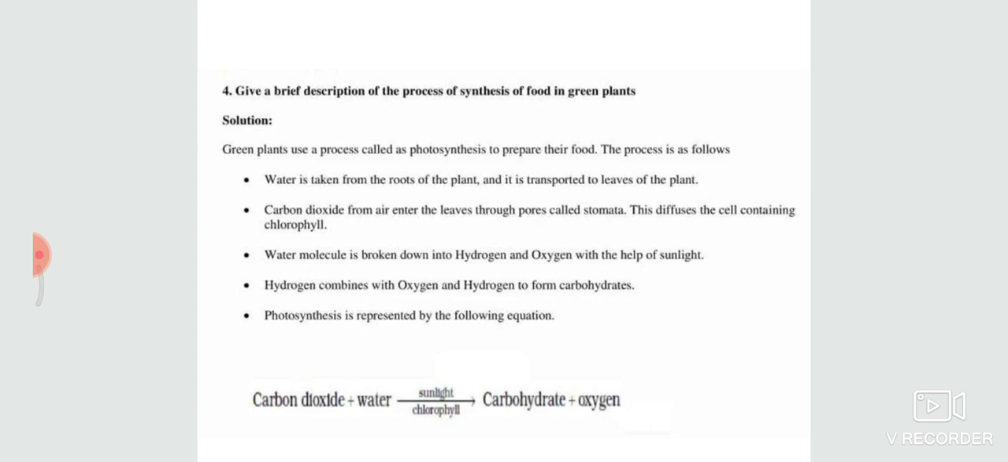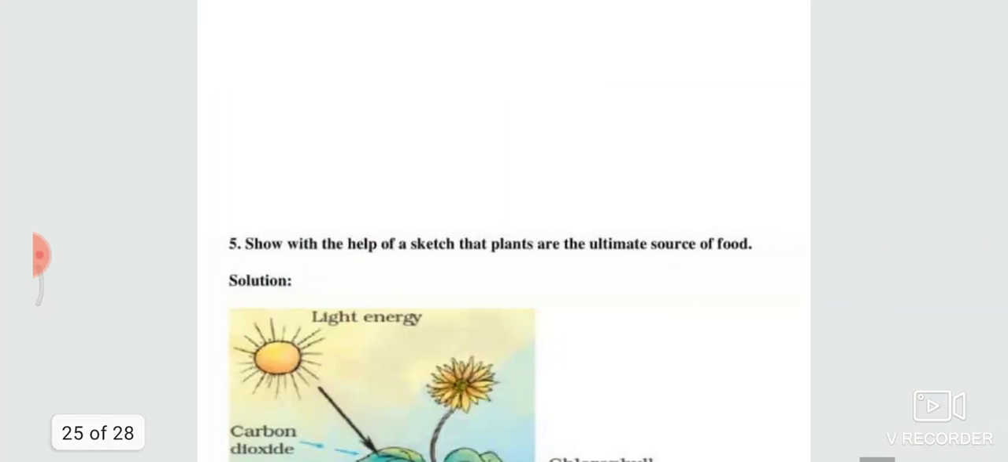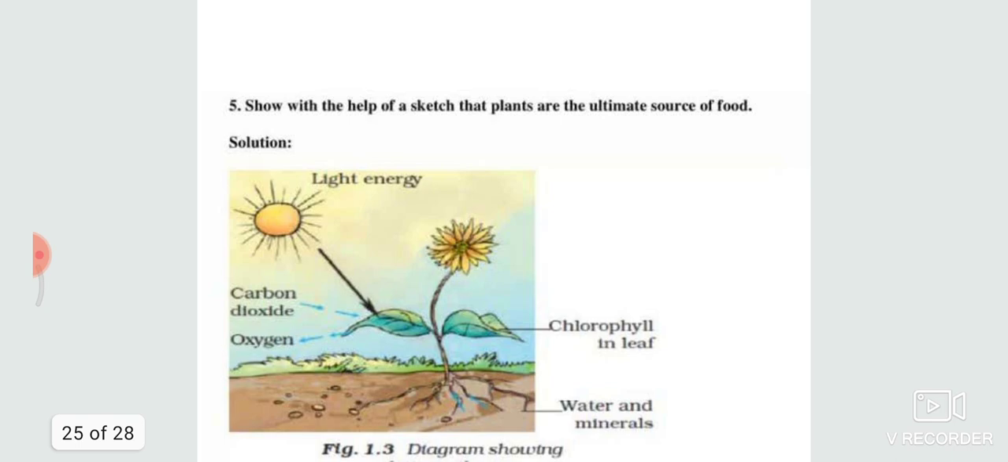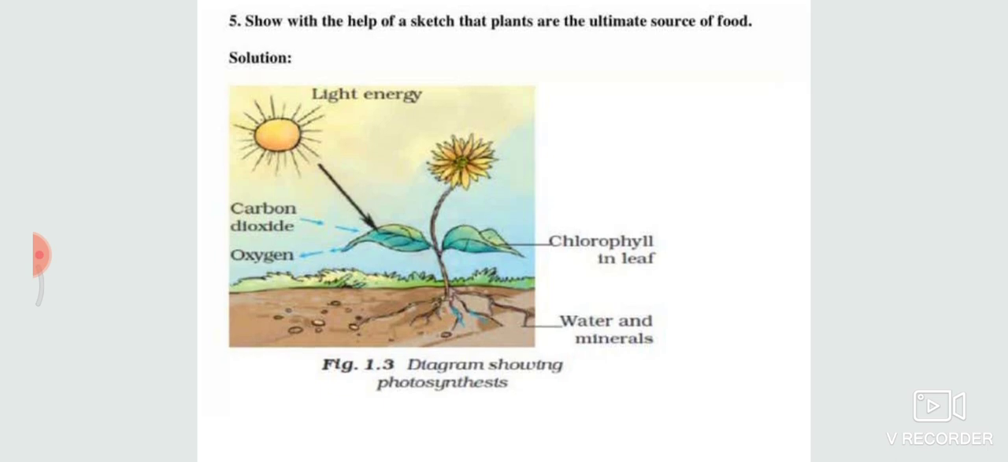Photosynthesis is represented by the following equation. This is the equation: carbon dioxide plus water, in the presence of sunlight and chlorophyll. What do we get? Carbohydrate plus oxygen, or you can also say glucose plus oxygen. So moving to question number 5: show with the help of a sketch that plants are the ultimate source of food. So you have to draw this picture.